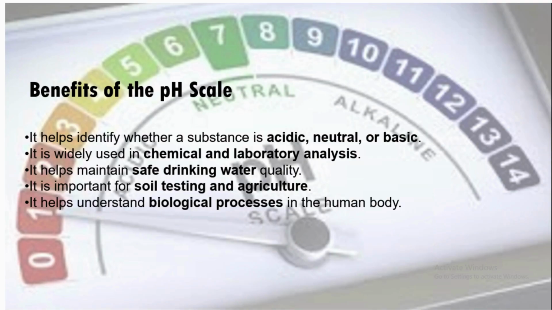So the benefit of the pH scale is that it helps to identify whether a substance is acidic, neutral, or basic. It is widely used in chemical and laboratory analysis. It helps to maintain safe drinking water quality. It is important for soil testing and agriculture, and it helps to understand the biological processes in the human body. So this is all about the pH scale and how it is useful in our daily life.